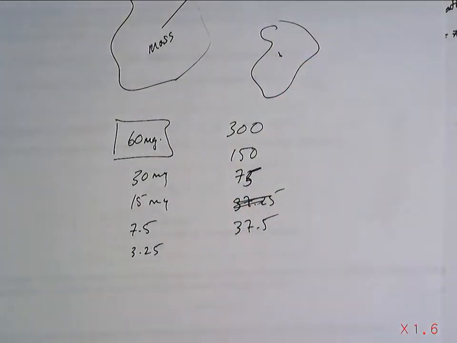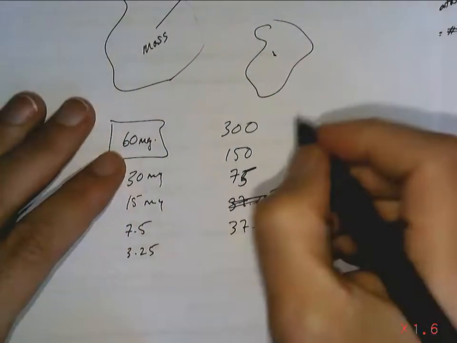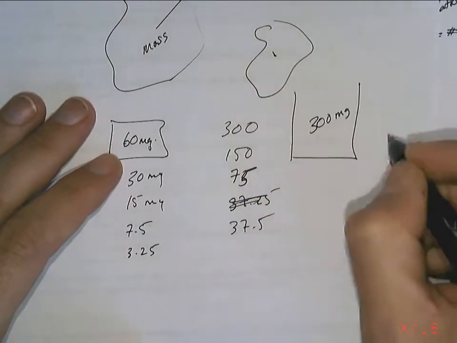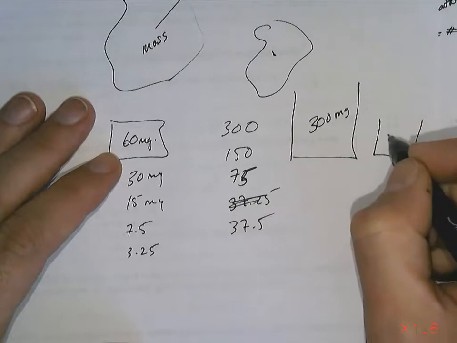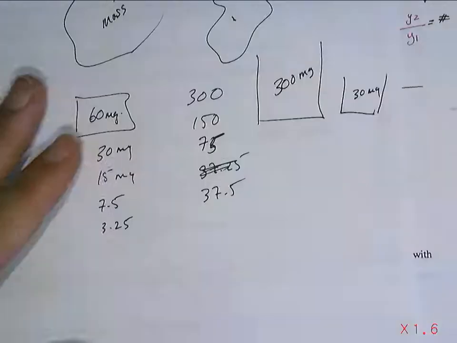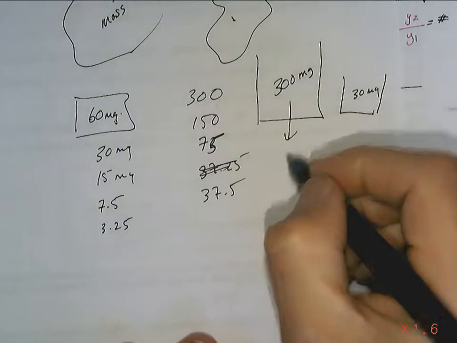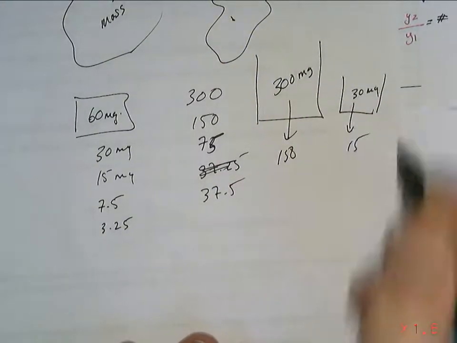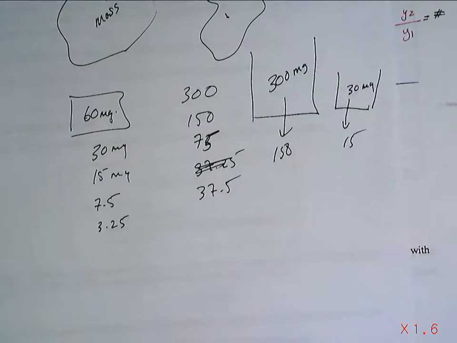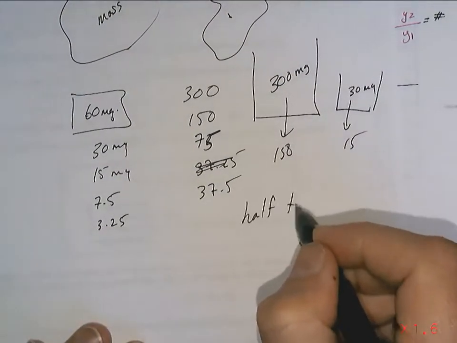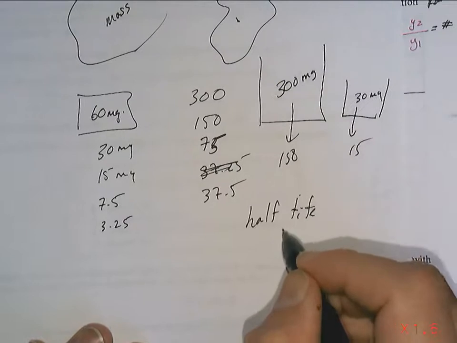And it doesn't matter how much you start with. So if I have a bucket of it, that's 300 milligrams, and I have a smaller bucket that's only 30 milligrams. They both decay half as much in the same time. So after 1 year, this one's going to be 150, this one's going to be 15. They both decay by the same amount. It doesn't matter how much you have. Okay? Only half of it will be remaining after that time. And that time that goes by is called its half-life. Half-life time. I can't spell.